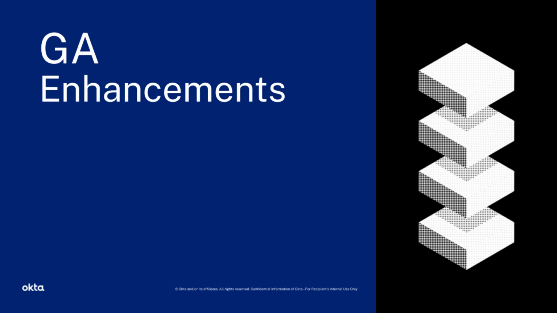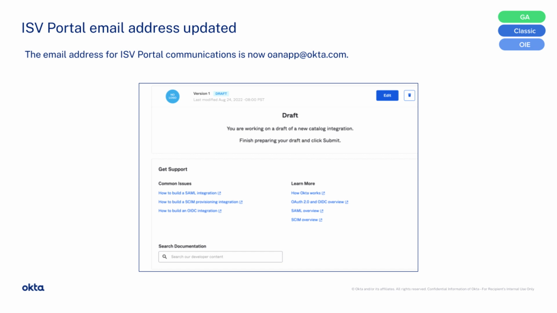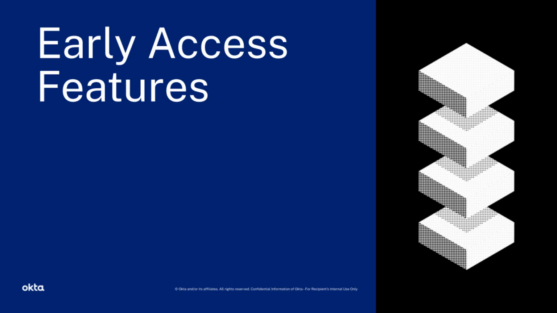Now let's move on to GA enhancements. The email address for ISV portal communications is now oanapp@okta.com. Finally, let's review early access features.